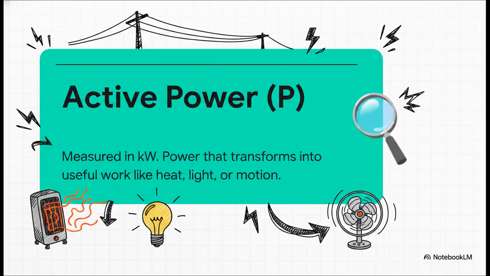Physical heat, visible light, rotational motion. It's the raw metric that actually gets the job done. In fact, if you look at your home electricity bill, this is primarily what you're paying for.